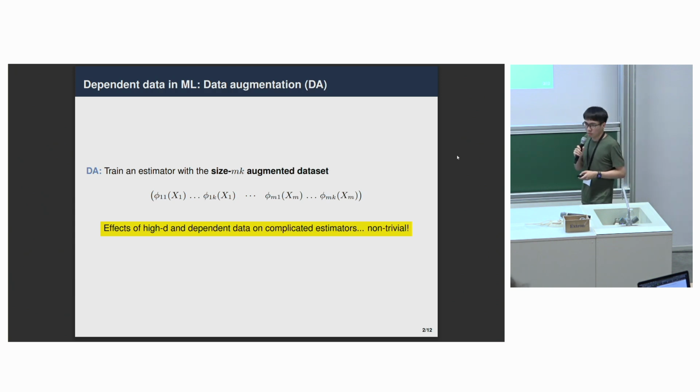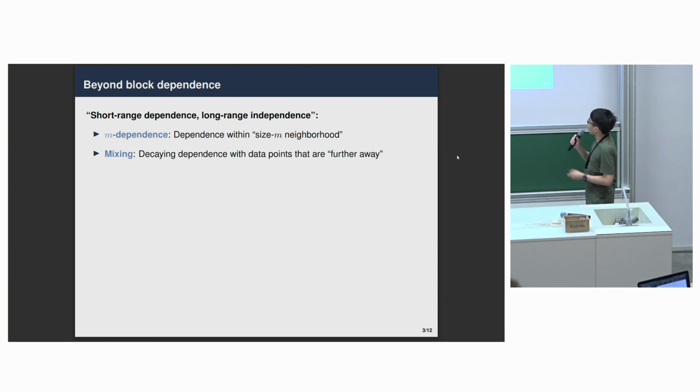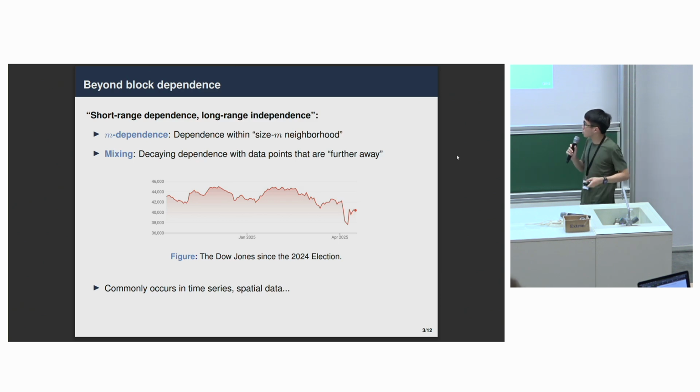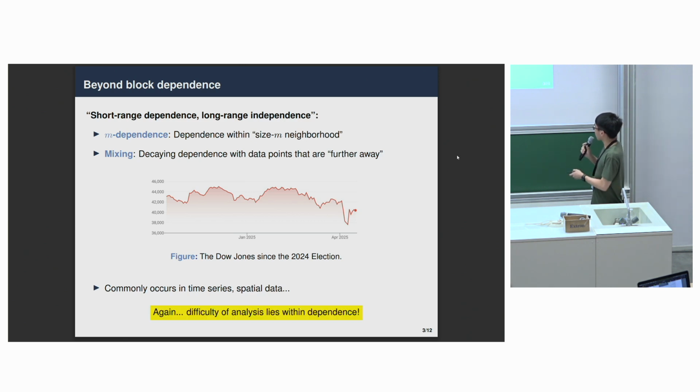This is not the only dependence setup that we study in this work. We also look at dependence that appears in a more general sense, for example, occurring in time series or spatial data, where you are allowed to place your data in a spatial field or along a rail line, and you have some sort of short-range dependence but long-range independent structure. I'm not going into details in here, but again, analysis of time series and spatial data becomes very, very tricky, precisely because you have all this dependent structure that's popping up in your data.